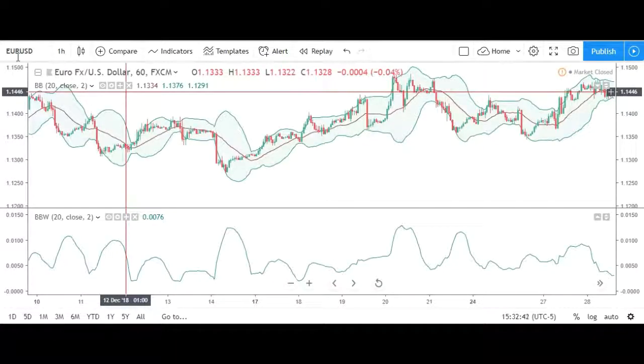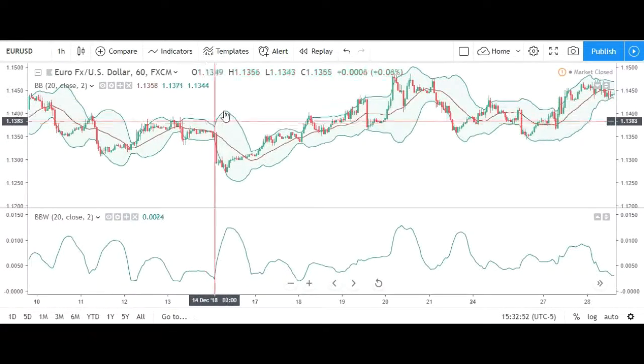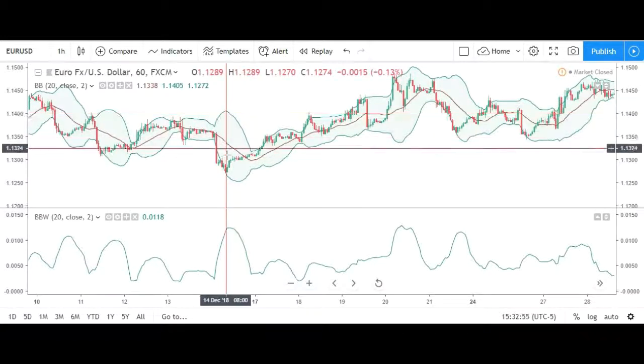Today we're going to be going over Bollinger Band widths. Bollinger Band width is just an indicator that shows the width of the top Bollinger Band and the bottom Bollinger Band. In other words, it's a measurement from this point to this point.